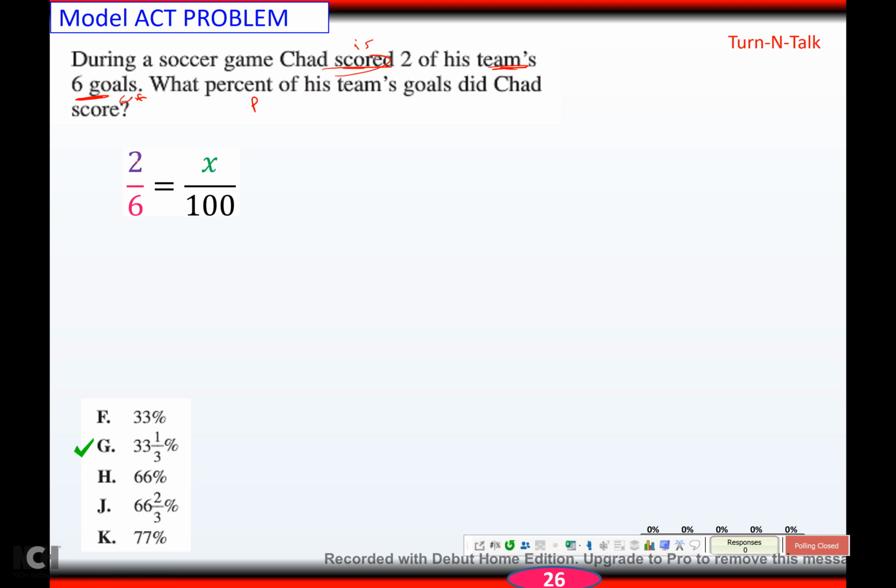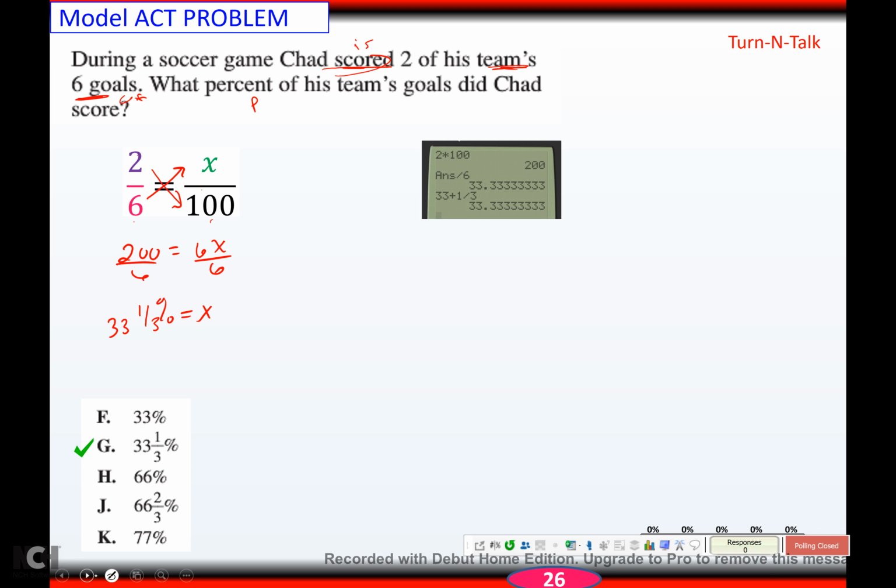So I can set it up. Is over of equals P over 100. This will give me 200 equals 6 times x. Divide by 6 and you get x equals 33 1/3. So you get 33.333. Actually, you get 0.3333 repeating. No, never mind. It'd be 33.3. So that would be 33 1/3. Or you could have just said, 2 divided by 6 is 0.333. Move it over 2 places is 33 1/3.